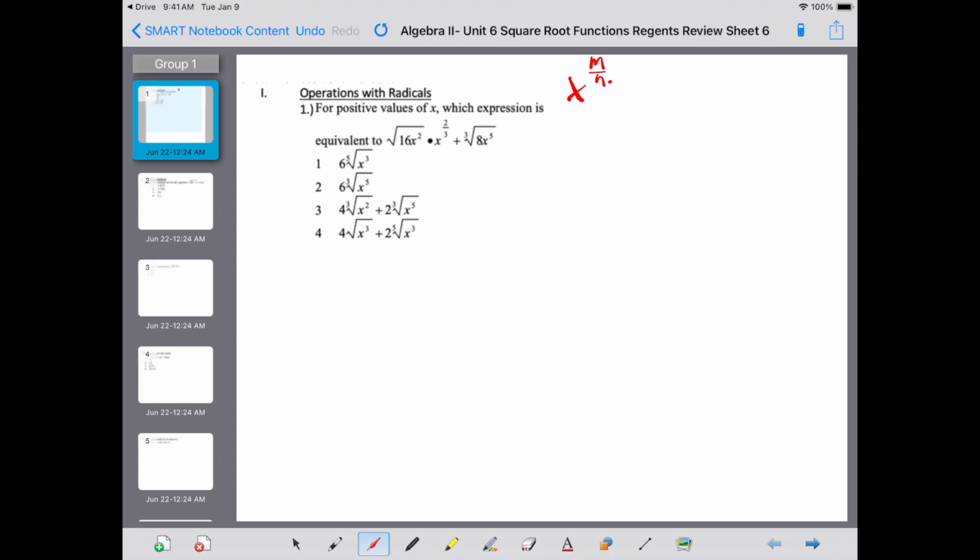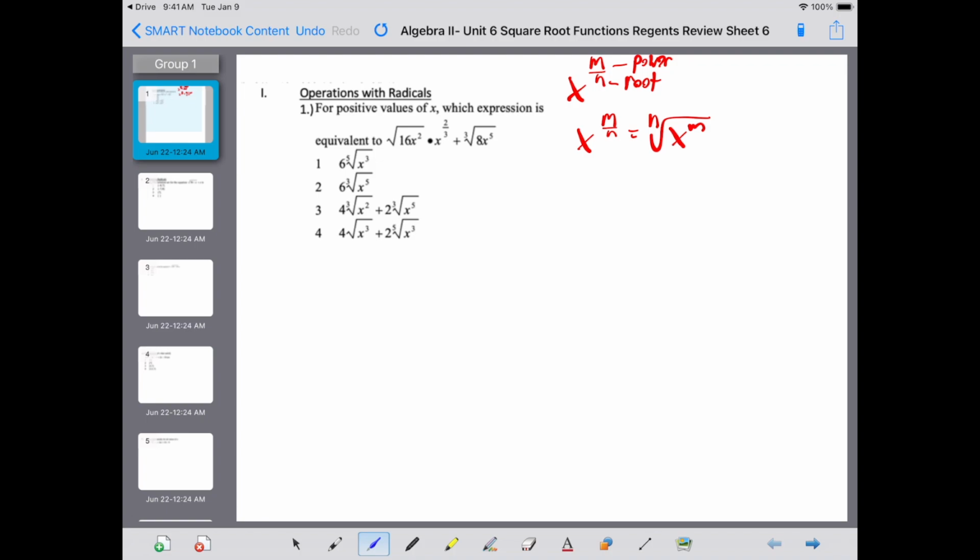X to the m over n: the denominator of your exponent is the degree or the index of your root. So you could just think root for denominator, power shown for your numerator. So essentially that's saying x to the m over n is the nth root of x to the m. So let's start doing this specific problem.